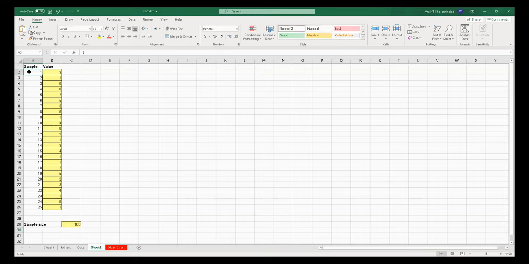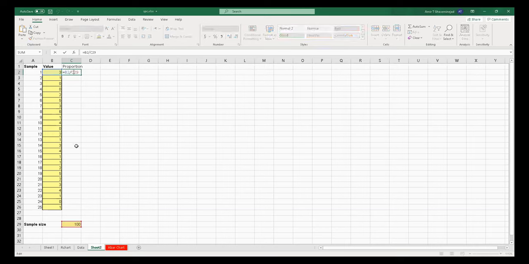For example, in the first sample, the first time that we took a sample, 3 out of 100 were faulty. The only thing that we can measure in this case is called proportion. And we can calculate the proportions. Notice that the sample size is always 100. So 3 divided by 100 is the proportion in this sample.